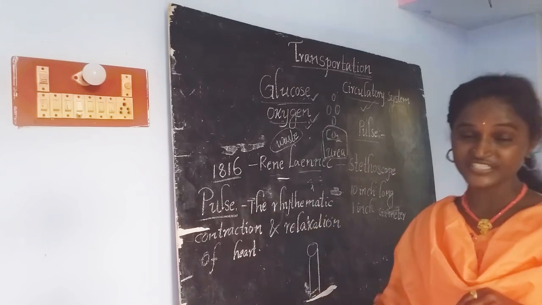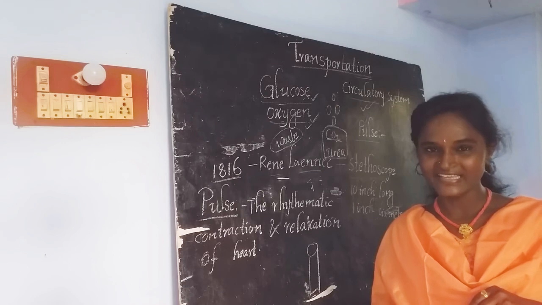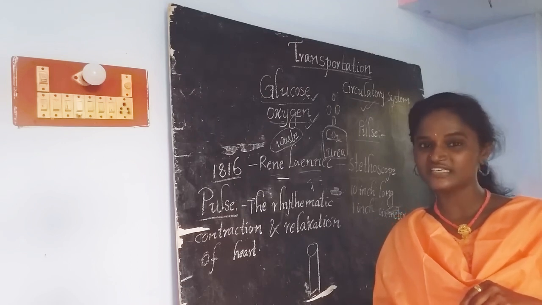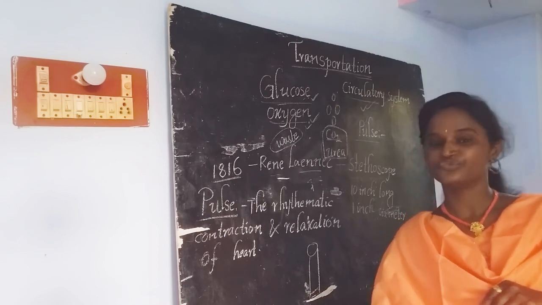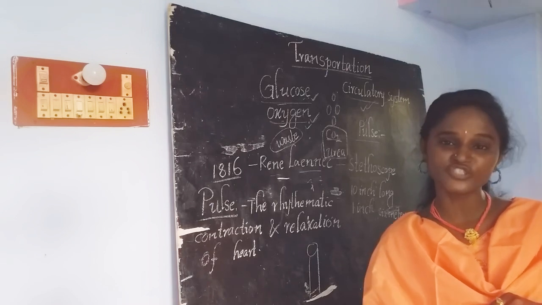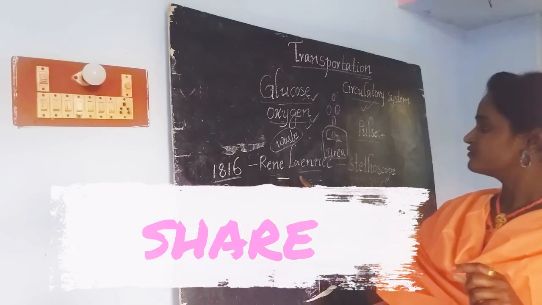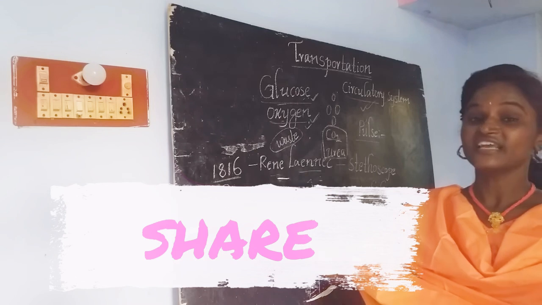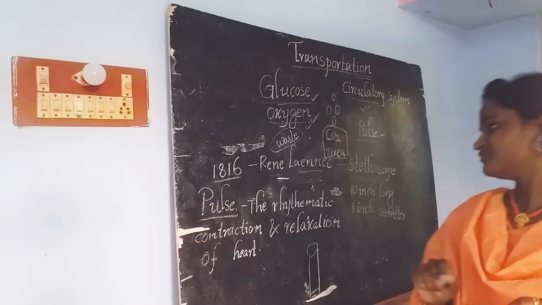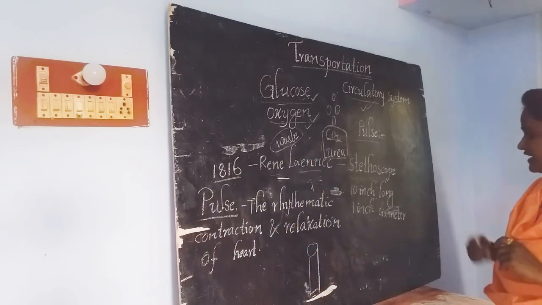Who named the machine the stethoscope? Rene Laennec. In which year? 1816. Who discovered the stethoscope for the first time? Rene Laennec, in the year 1816. Okay, then move to the next one.